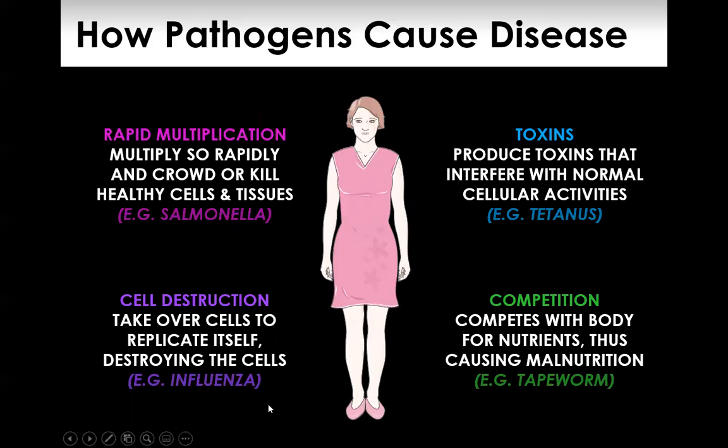So these pathogens rapidly multiply, so they crowd out or kill our healthy cells. And in the middle, you see a human, which is the host, right? Unfortunately, when we look at this, we become the host for these pathogens. Pathogens can also destroy our cells. They can also produce toxins that interfere with the normal functioning of our cells. And pathogens also compete with our normal healthy cells for resources, nutrients. And if our cells don't have enough nutrients, they will not survive.